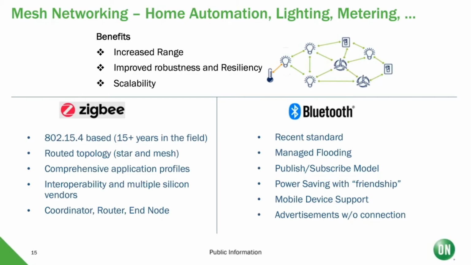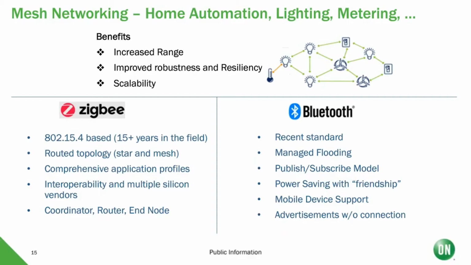ZigBee is a networking technology which is based on IEEE 802.15.4 standards. It's been around for 15 plus years, in fact. And the way it handles the mesh network is what's called a routed topology. Basically, messages take a specified route from source to destination, and that's a key distinction between ZigBee mesh and Bluetooth mesh. Bluetooth mesh uses managed flooding. There are pros and cons to routed topologies.